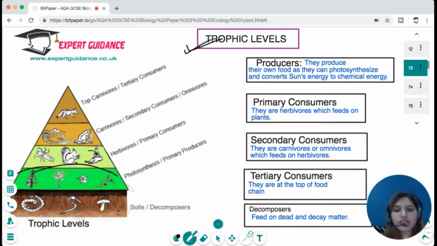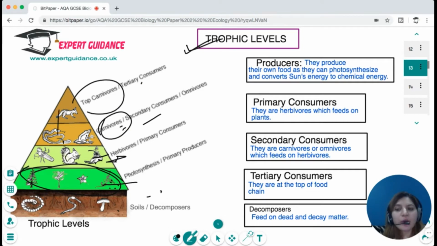So the producers are the ones that produce the food through photosynthesis, and these are the ones that trap the sunlight and convert it into chemical energy. These producers are eaten by the primary consumers, which are the herbivores. Then these herbivores are eaten by the secondary consumers, which are the carnivores, and then these carnivores are eaten by the top carnivores, which are the tertiary consumers.